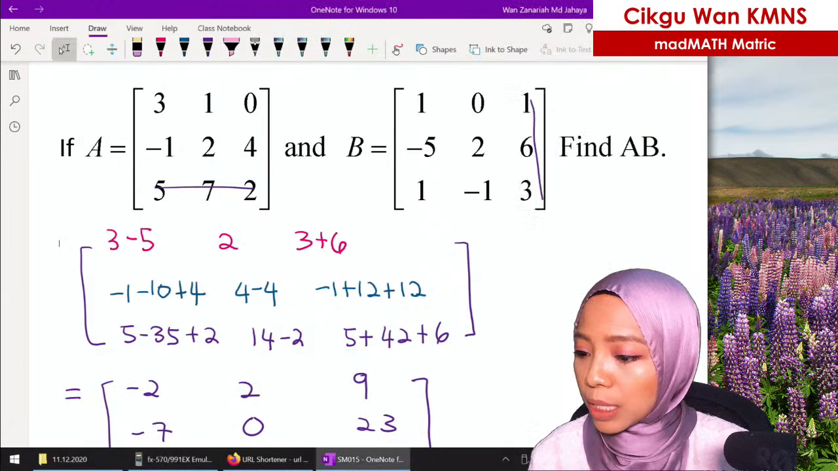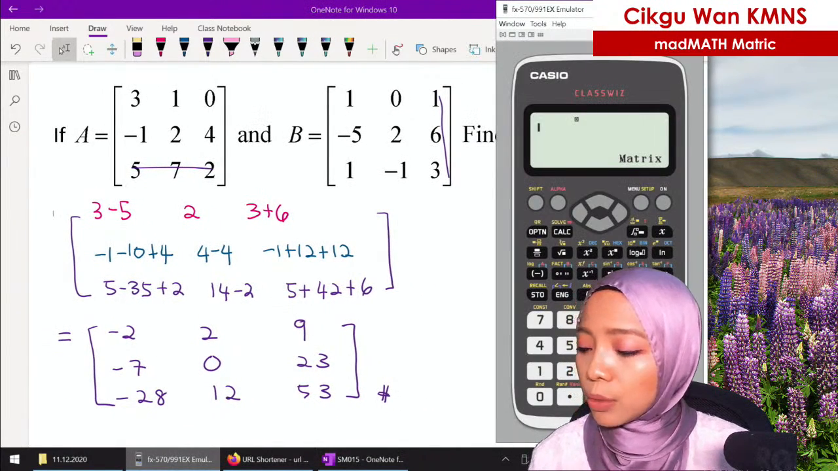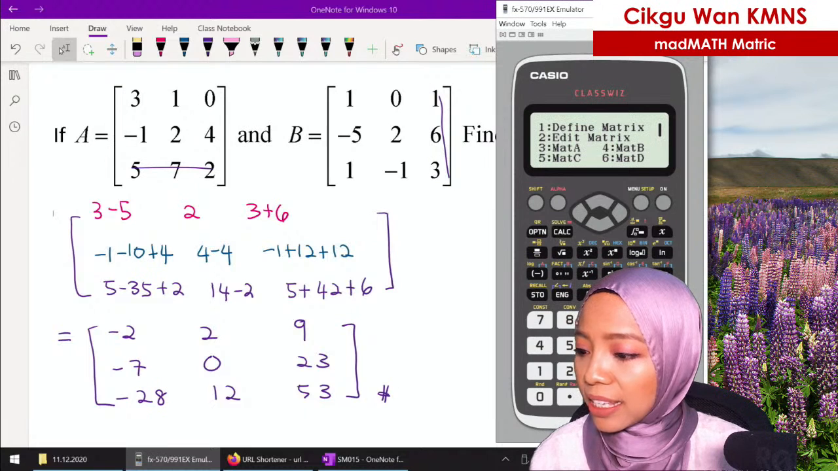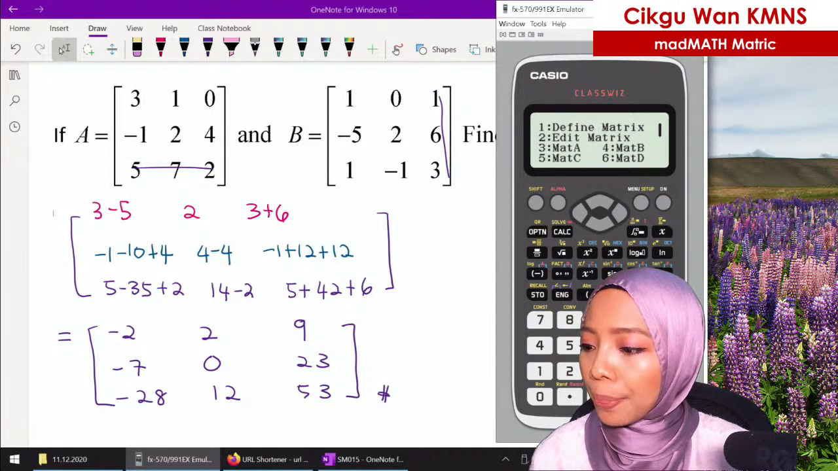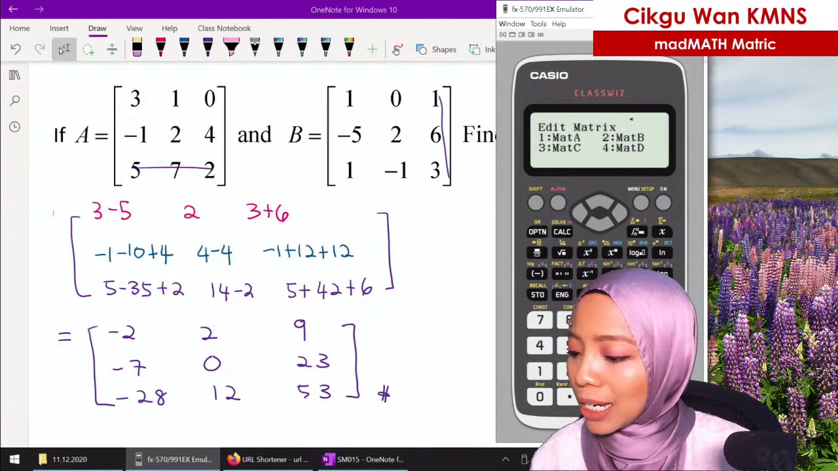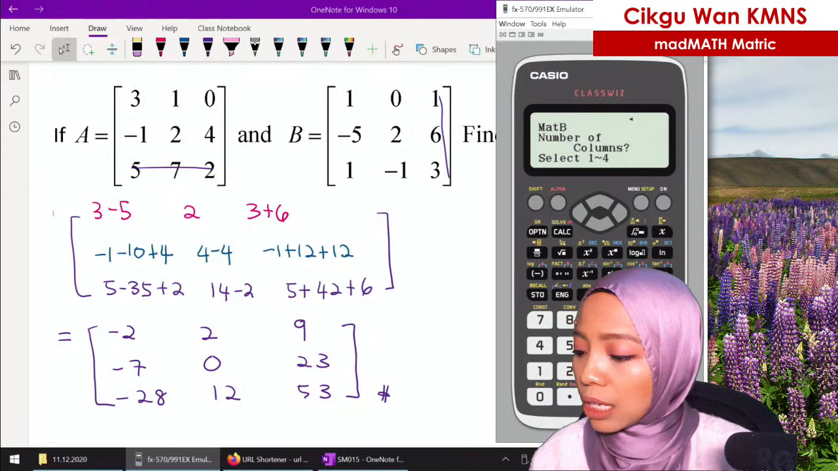Okay, bila kita dah masukkan matrix tersebut, okay, kita nak masukkan matrix yang kedua pula. Okay, kita pergi ke option, kita tekan nombor 2, edit matrix. Okay, kemudian pilih nama lain lah. Janganlah matrik A lagi. Nama lain, matrik B. Sebab matrik B pula yang kita nak masukkan.